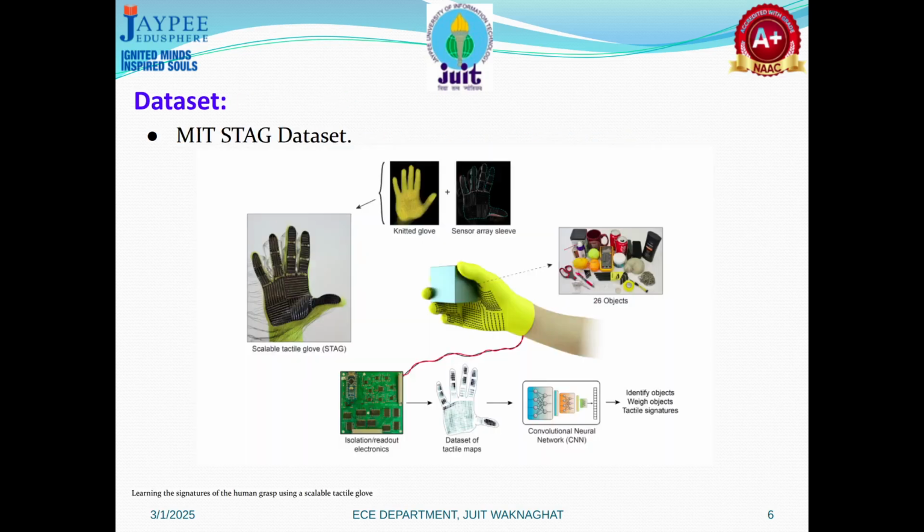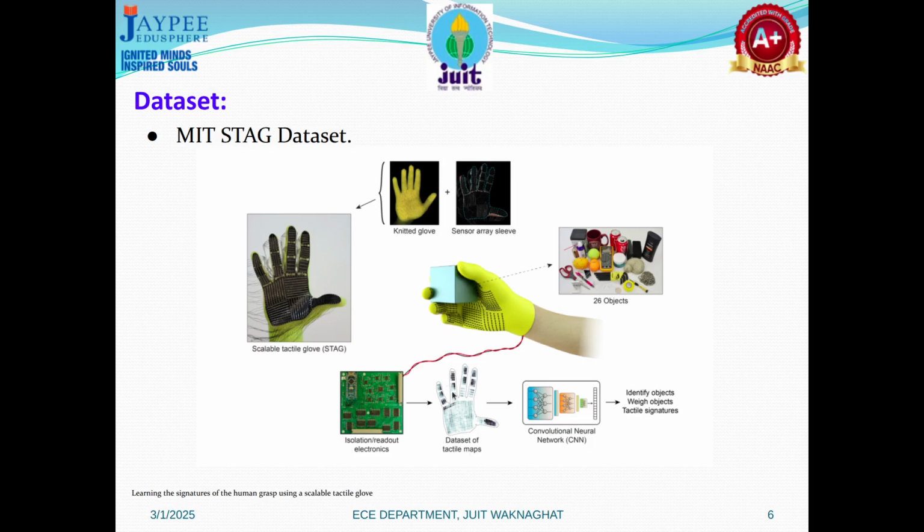So let's go through the dataset. In our problem we use the MIT STAG dataset. In this dataset, a tactile sensor array is knitted on a glove, and this is how it looks, and this glove is used to grasp multiple objects. Specifically there are 26 objects in this dataset, and when we grasp and manipulate, all these sensors measure the pressure at each point of contact, and this tactile data is finally used for classification.